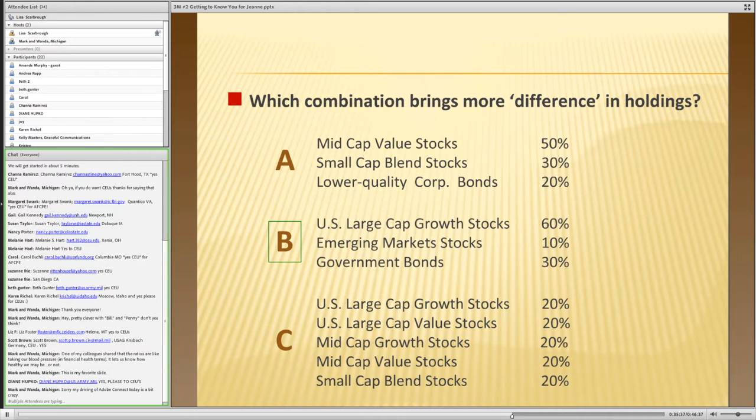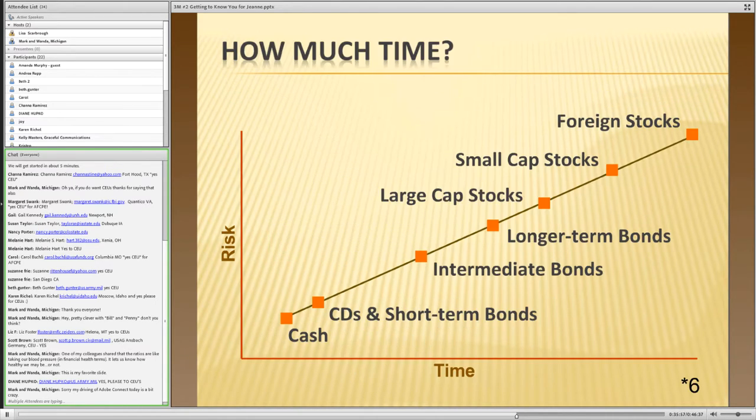Now, why B is different is that I have high quality large cap growth stocks combined with emerging market stocks combined with government bonds. And so out of these three here, with some yeah buts, and that's fine, would be a better example of more difference in holdings than the other two examples.